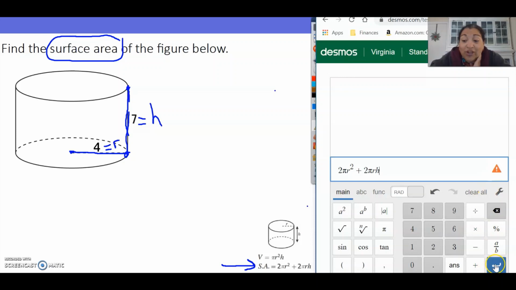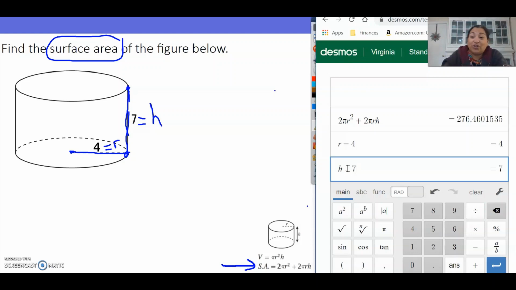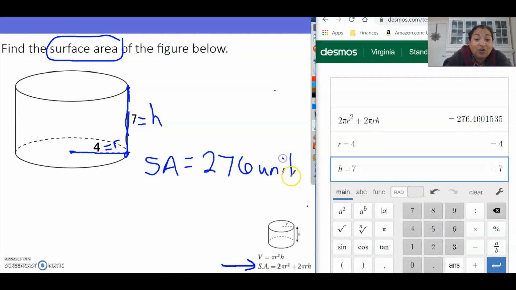If you have any trouble getting that in the calculator, you just need to contact us so we can help you, okay? So let's put in our variables. R equals 4, our radius is 4. Let's go to the next line, and our height equals 7. So that means, when you look at your calculator, that your total surface area is 276. And since we're looking for surface area, it's going to be units squared, since we didn't have units.